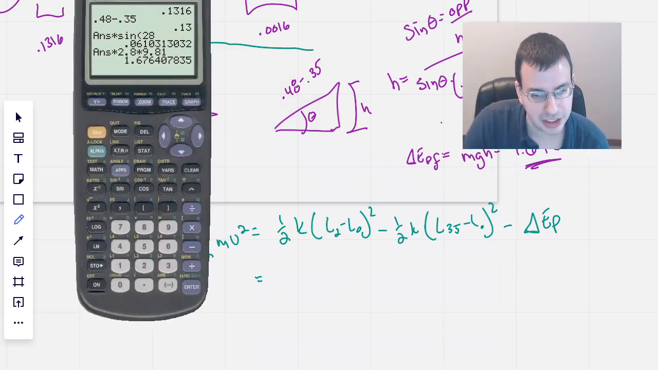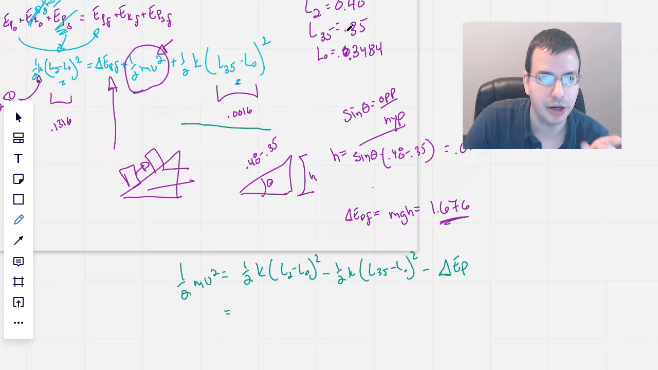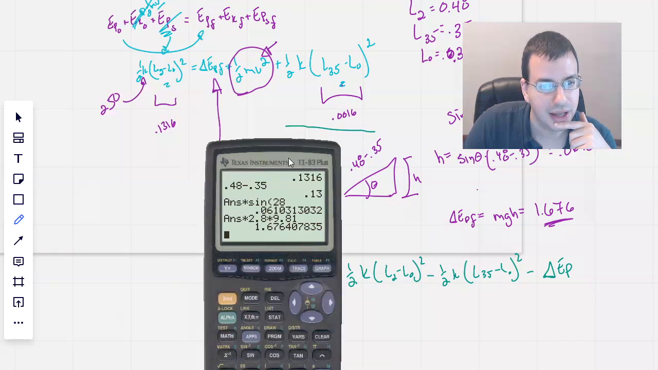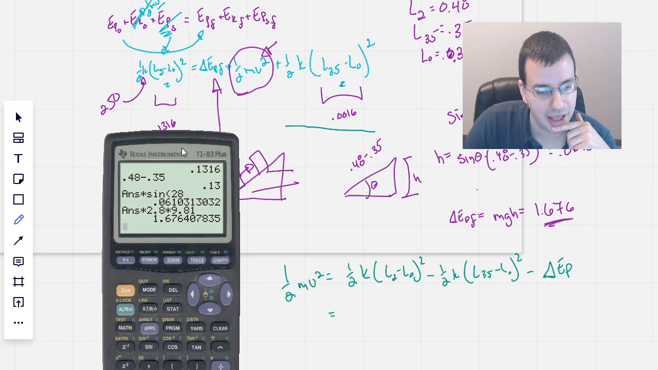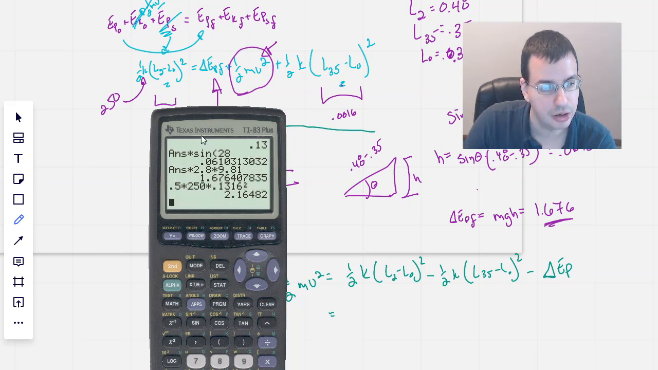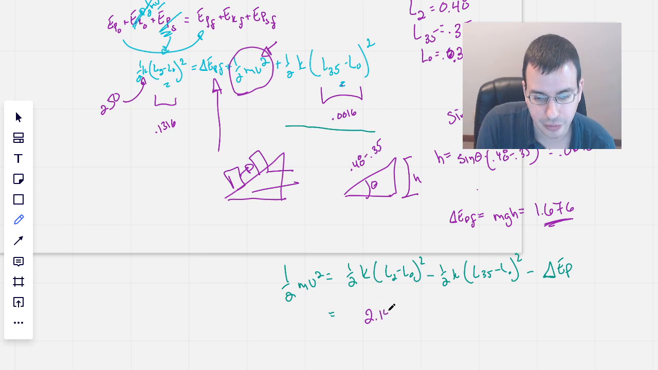So K is 250. Make sure you get the calculator in the right spot. So we have 1/2, which is 0.5, times K, which is 250, times L2, so it's 0.1316, 0.1316 squared. That's going to be 2.146.